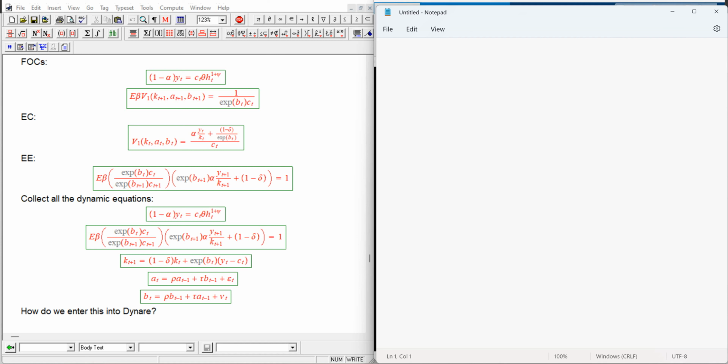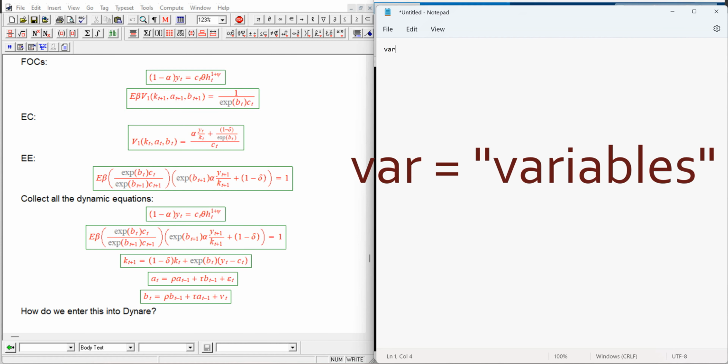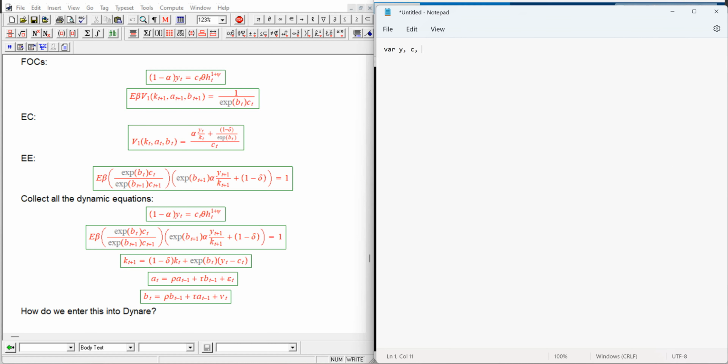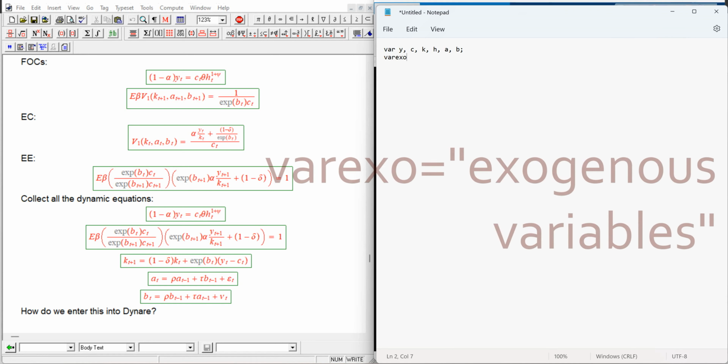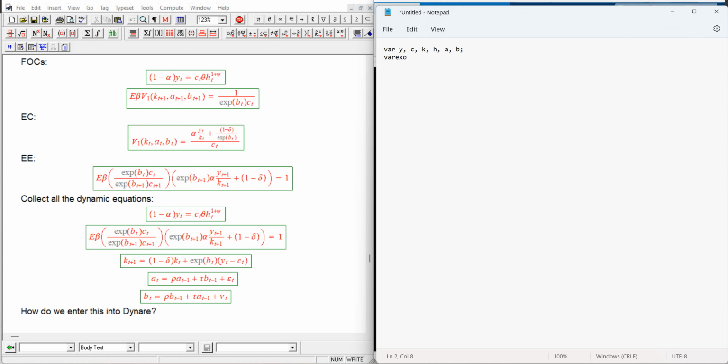So first we have to tell it what are the endogenous variables. We write var followed by the list. We have output, consumption, capital, labor, and the two shocks, A and B, semicolon to tell it that you're done. Then the exogenous variables, those are the disturbances, varexo, and they're called epsilon and nu. We can call them E and U.